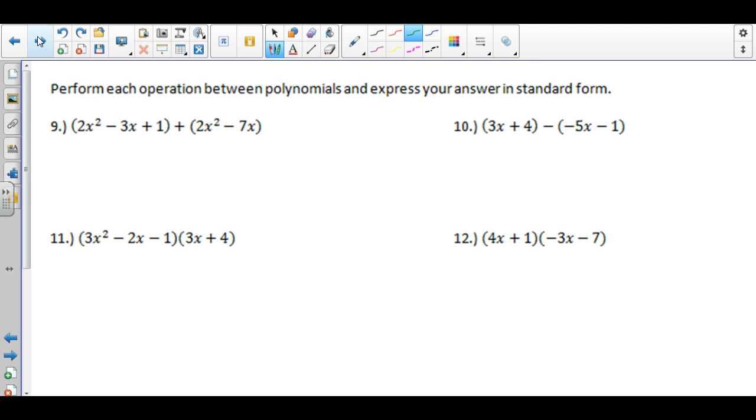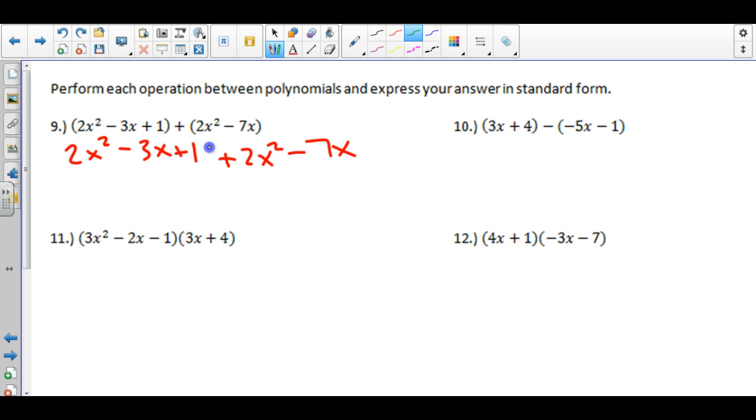Next four. Okay, these are the ones where you're going to perform the operations like adding and subtracting and multiplying the polynomials. The first couple I think are a little bit easier. Adding them, all you're going to do is drop the parentheses between these and combine like terms. So I'm going to drop the parentheses first. Okay, drop parentheses. Now we're going to add our like terms.